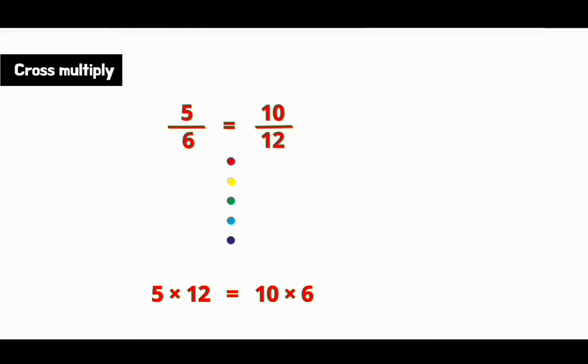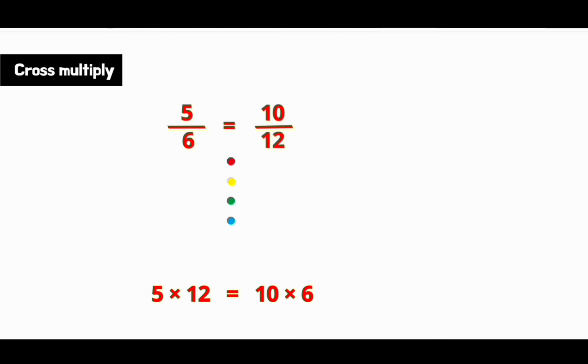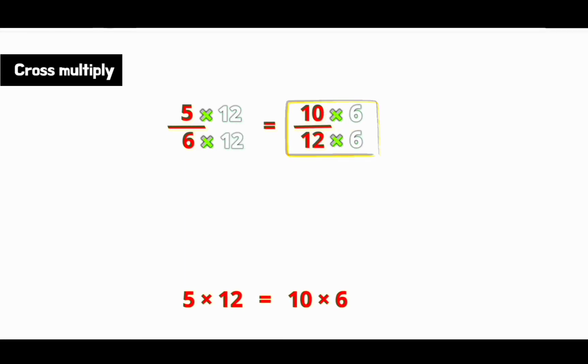Before we get into this, remember that multiplying the numerator and the denominator of a rational number by the same amount doesn't change its value. Now let's see how I got from this to this. First, multiply the numerator and denominator of the first rational number by the denominator of the second rational number. By doing so, we get 5 times 12 over 6 times 12. Then, multiply the numerator and denominator of the second rational number by the denominator of the first rational number. We get 10 times 6 over 12 times 6.